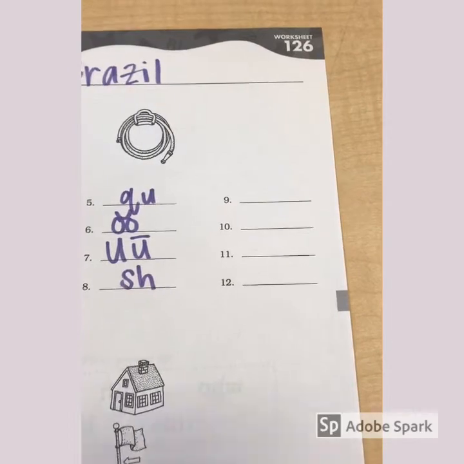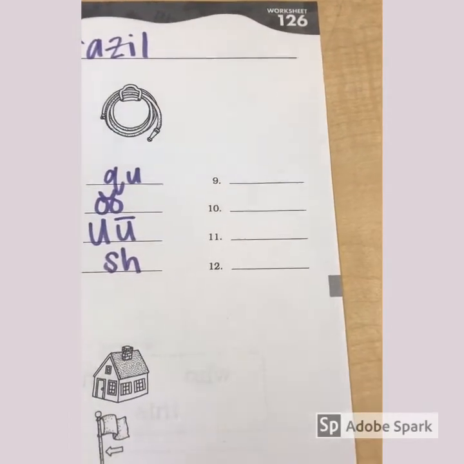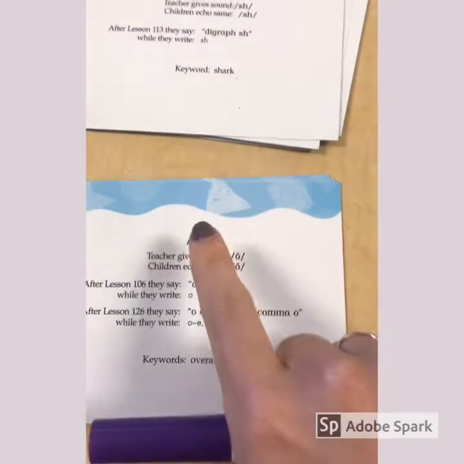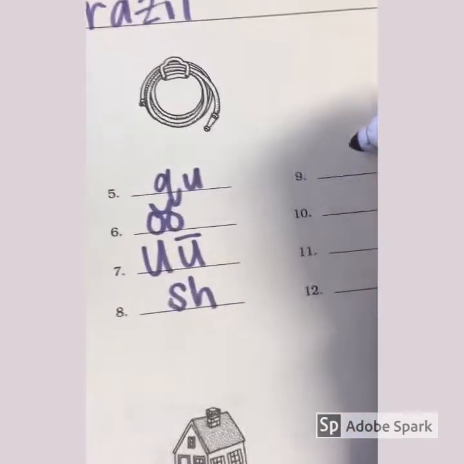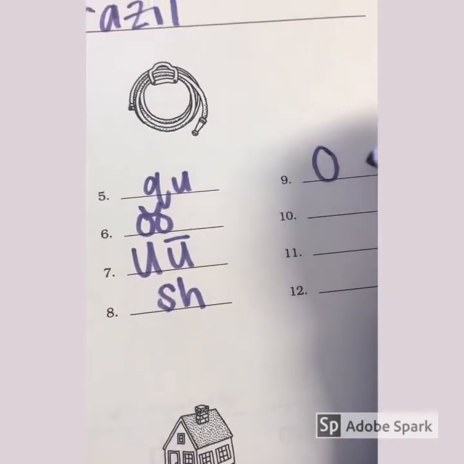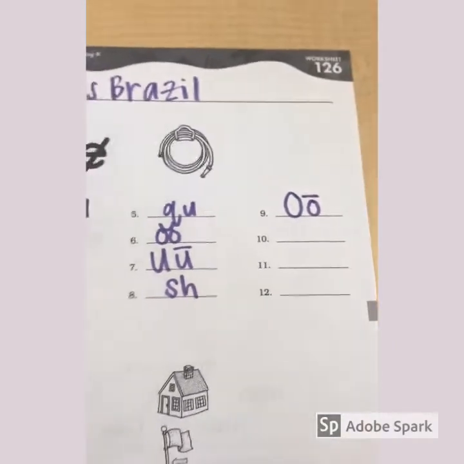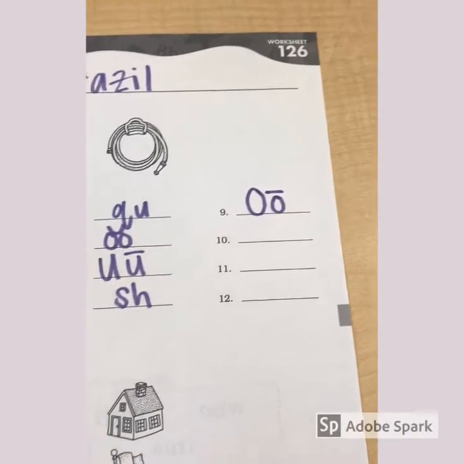This is a vowel. It makes the long O sound. That's right, the letter O. So we're going to write uppercase O, lowercase o, macron on top. Number 10.